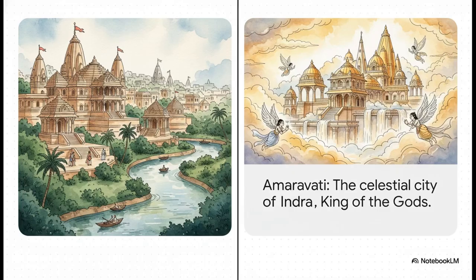Right. Surrounding those gem-studded palaces was a deep, uncrossable moat. And the city walls weren't just stone. They were mounted with heavy artillery. The translation specifically names weapons called shatagnis, which literally translates to 100 killers.